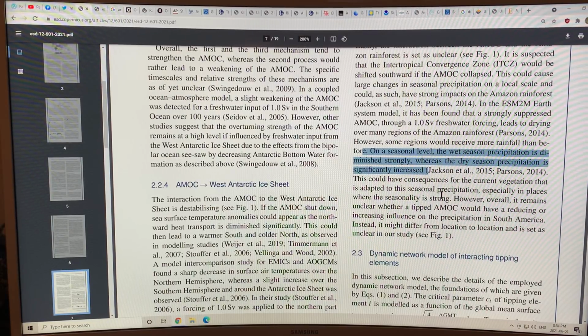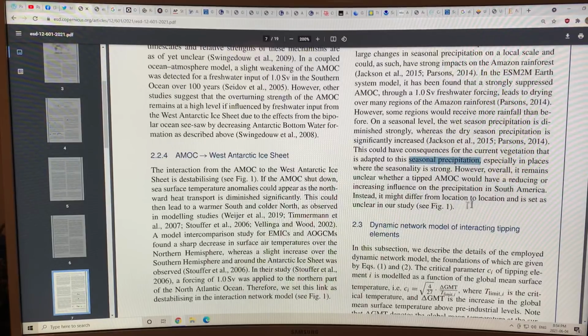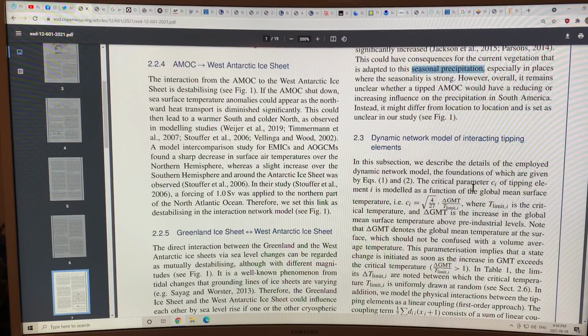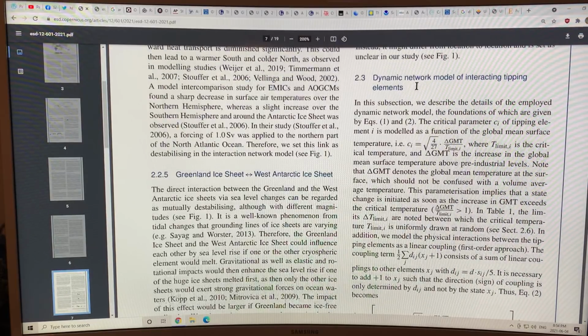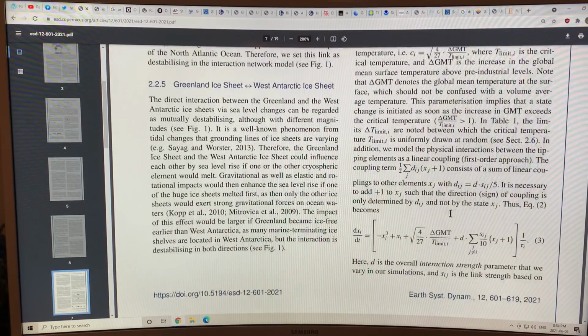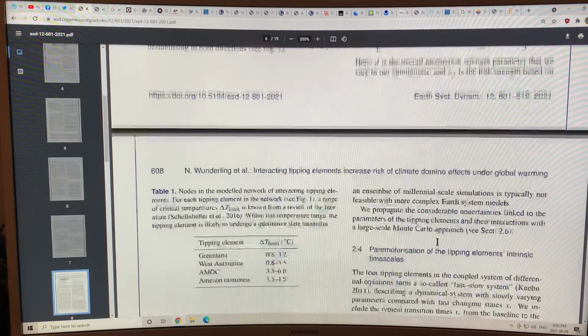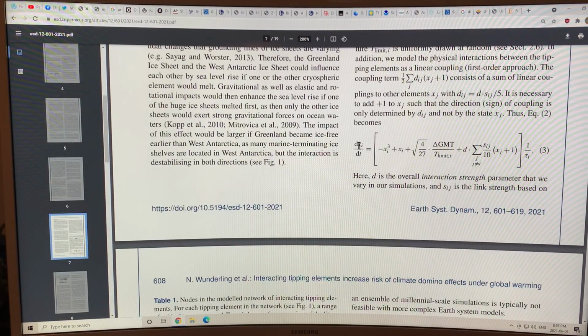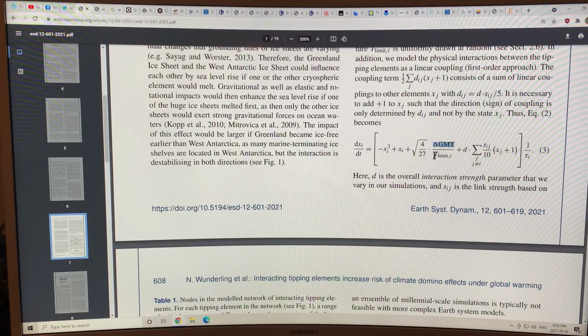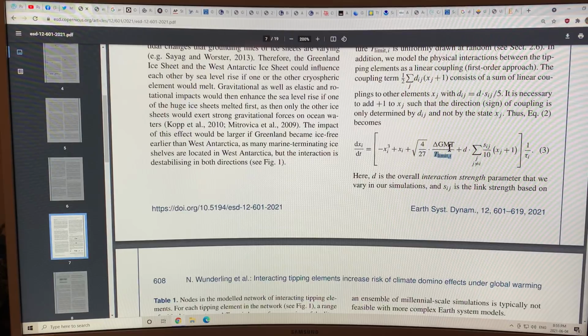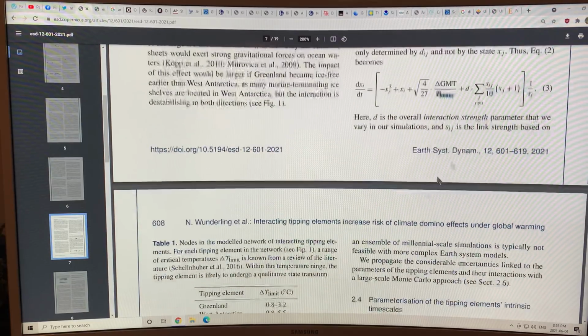Now, the vegetation there in the rainforest is adapted to this seasonal precipitation. So when those things change completely, the vegetation regime can also change. And then you want to do the dynamic modeling to connect all of the elements. Okay, so you do a bit of math here, and this is showing the change in global mean temperature over the temperature limit. Okay, when this ratio becomes greater than one, then you can consider the tipping occurs.